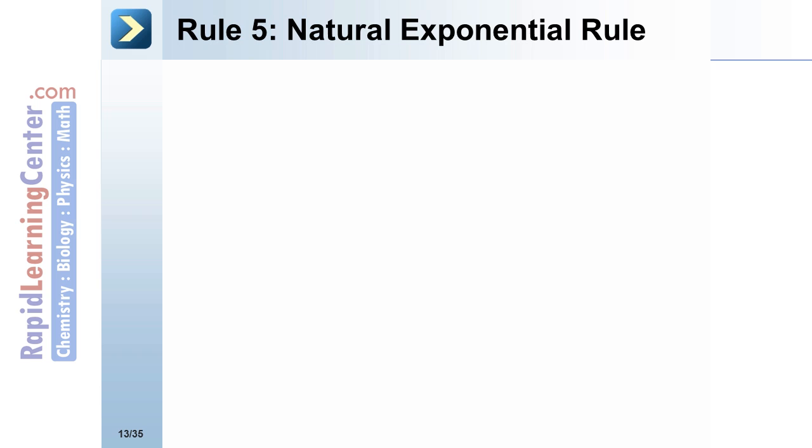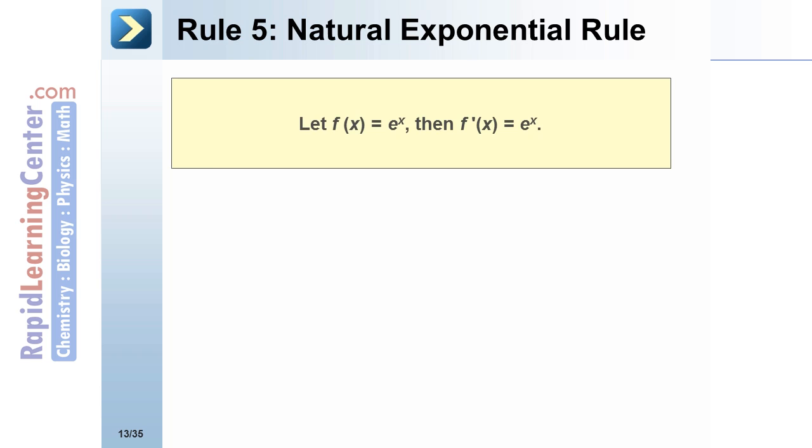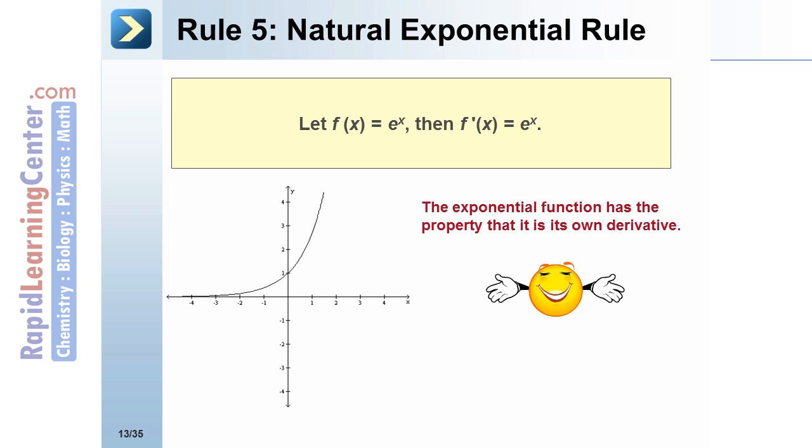Rule 5, the natural exponential rule. Let f of x equal the function e to the x. Then f prime of x equals e to the x. The exponential function has the property that it is its own derivative. Example, let f of x equal negative 5 e to the x. The derivative f prime of x is going to equal negative 5 e to the x.